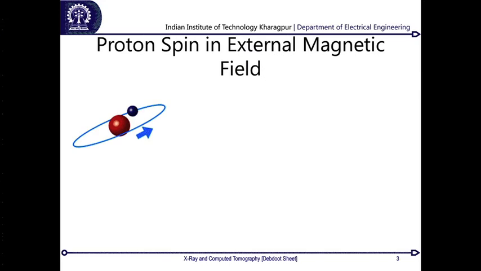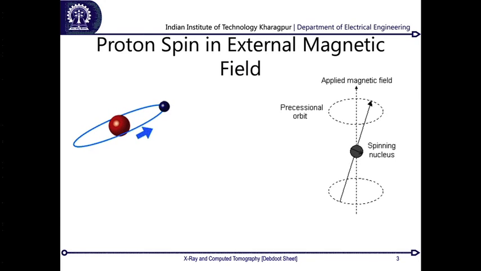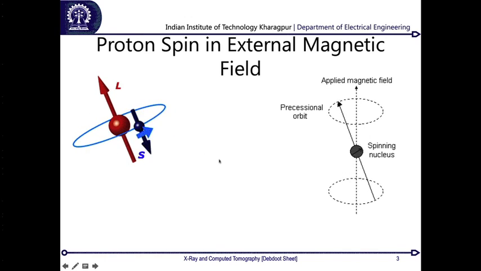Now as this nucleus keeps on spinning, in hydrogen you generally have one proton if it is H1. If you have deuterium, or H2, you would see one proton and one neutron present there. So in either of these cases, since this positively charged particle, the nucleus, is spinning around its own axis, that is obviously going to create some sort of a magnetic field as well, okay.